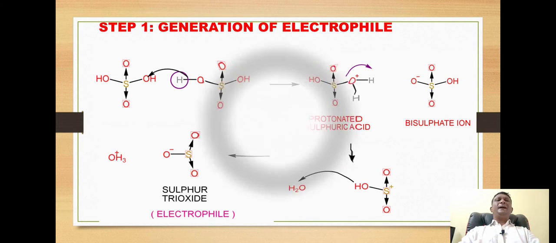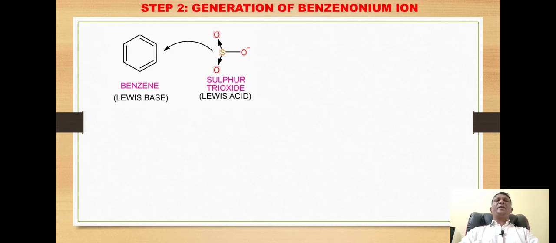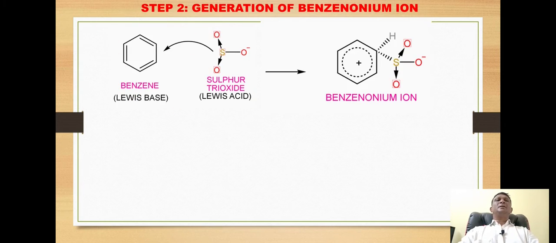So this electrophile then attacks the benzene ring to form the corresponding benzenonium ion, which is the intermediate carbocation formed by the attack of sulfur trioxide over the benzene ring. The sulfur trioxide acts here as the Lewis acid because it is electron pair deficient, and the benzene ring acts as the Lewis base because it is the source of pi electrons here.